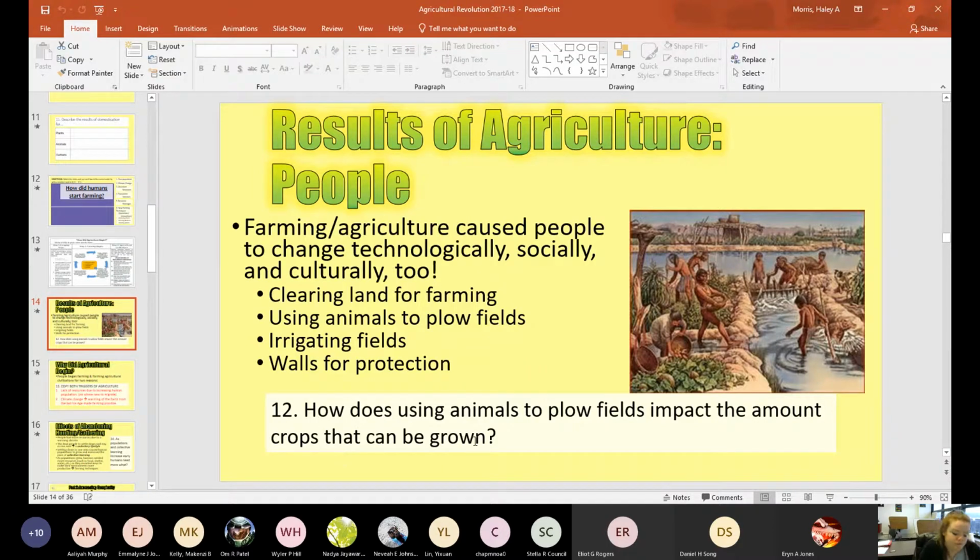How does using animals to plow fields impact the amount of crops that can be grown? Does anybody have any idea how using animals would impact the amount of crops that can be grown? Would they be able to grow more or less crops? Nadia. They would probably be able to grow more because the animals are able to plow fields faster. Yes, they can grow more. They can plow fields faster. They can help with harvesting. So yeah, they're able to grow more crops.